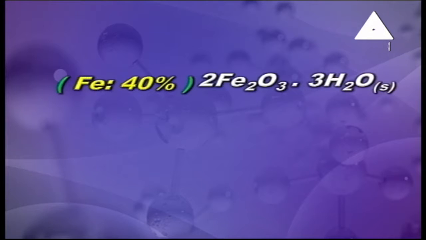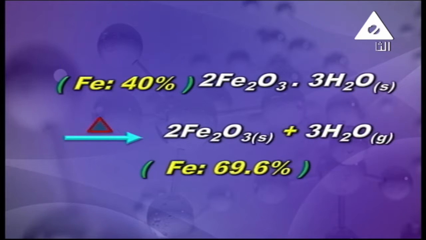And if we use limonite, which is hydrated iron(III) oxide, 2Fe2O3.3H2O, as shown on the screen, by heating, the percentage of iron has increased when it converted into iron(III) oxide. The percentage of iron has increased from 40% to 69.6%.